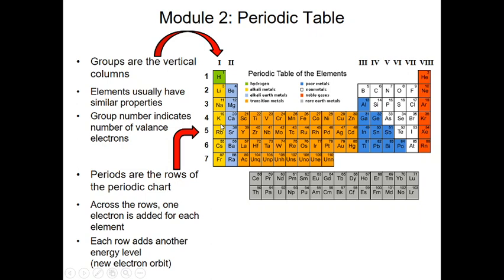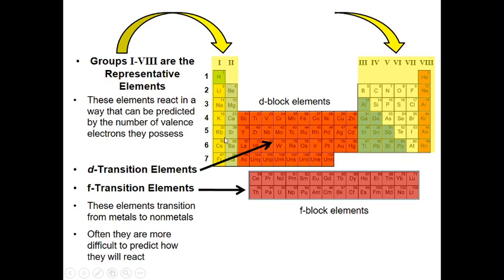Now, usually when we count the groups or columns, we try to separate these taller ones from the shorter ones. First of all, there's a big block of shorter groups in the middle. We call them D block elements, or transition elements. And down here, we call them F block elements. They also belong to the transition elements.